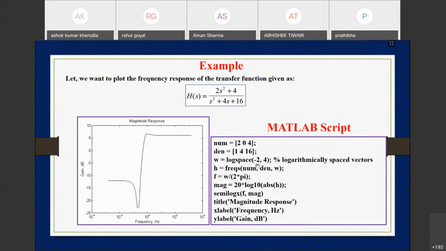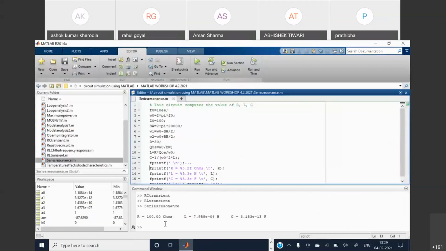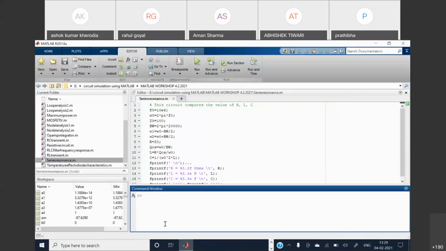Now you want to plot on a logarithmic axis. So I'm using this function logspace, w equal to logspace from minus 2 to 4. Suppose I'm writing here help logspace.